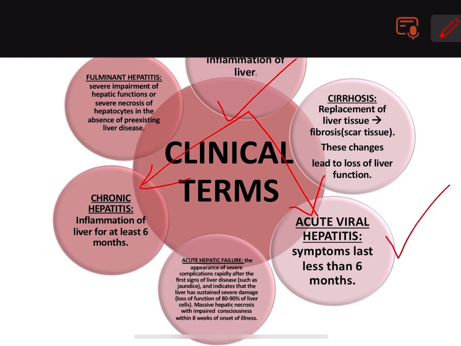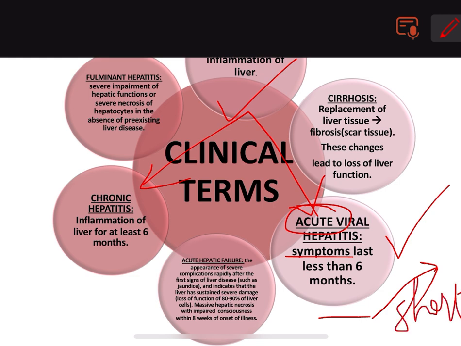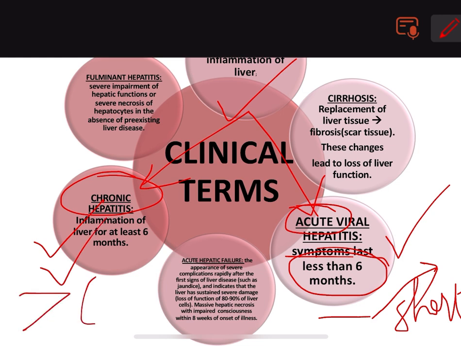Acute viral hepatitis: the term acute itself indicates that the symptoms start suddenly, there is rapid progression, and they last for a short duration. If it lasts for less than 6 months, it is considered acute. Chronic hepatitis is when the inflammation of the liver lasts for more than 6 months. Acute is less than 6 months and chronic is more than 6 months.